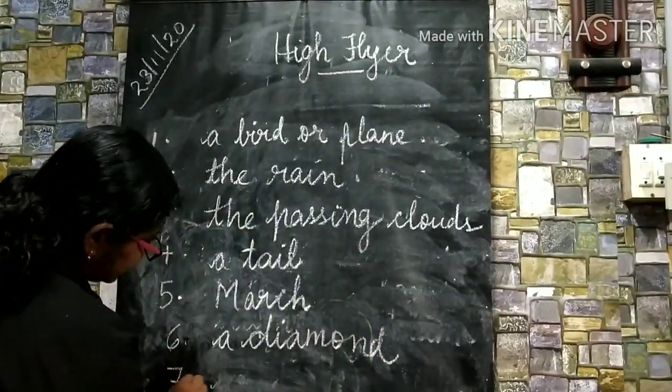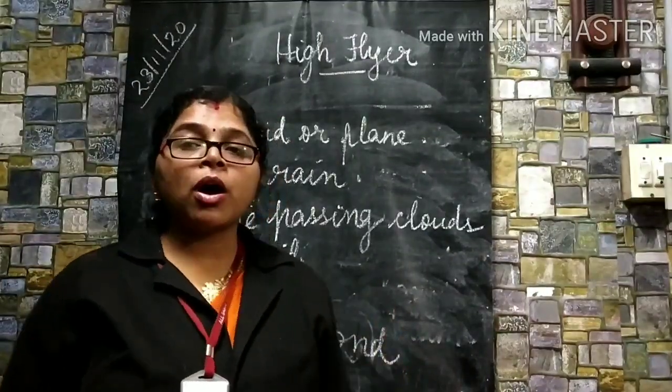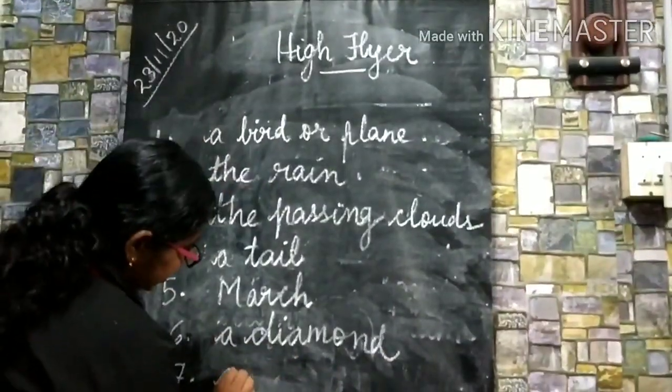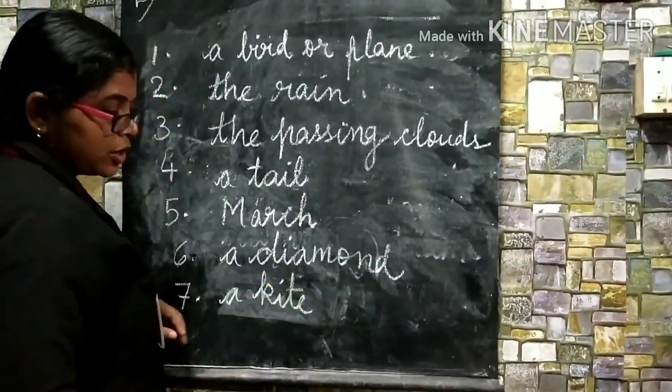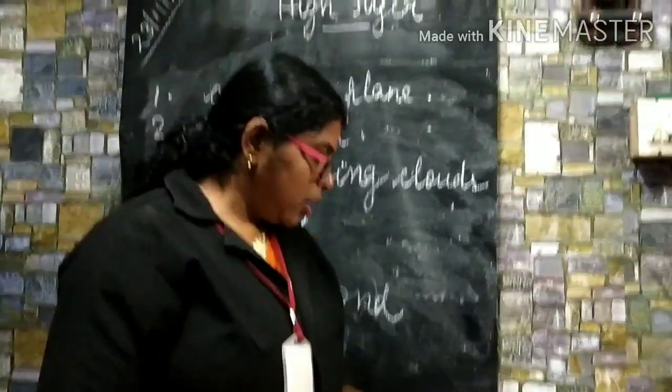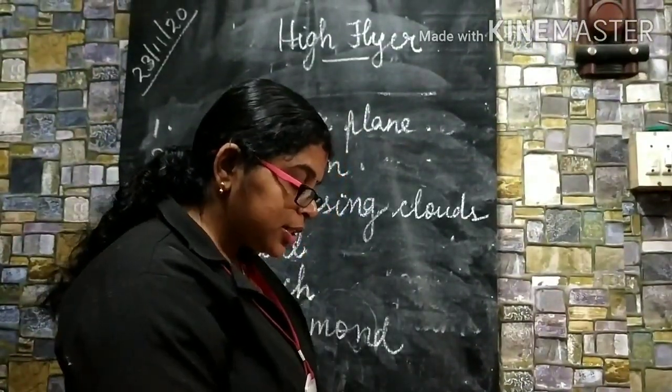Now, seventh one. The poet is talking about a kite. Okay. Now, next one is answer these questions.